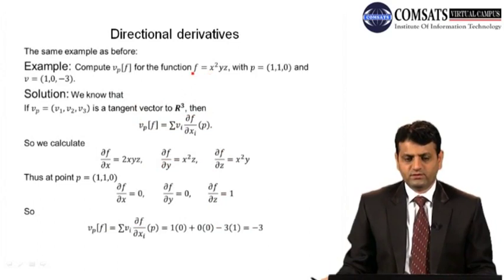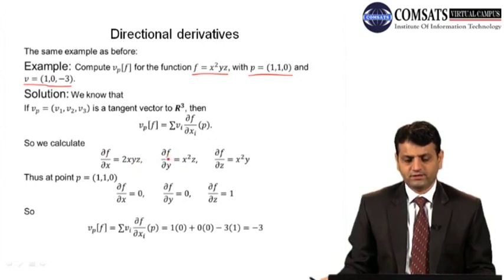So let's compute the directional derivative of the same example which we did before the lemma. We have the same function x squared yz, the same point (1, 1, 0), and the same vector (1, 0, -3). According to this formula, we need to know partial f by partial x, and in this case it's 2xyz, because we are treating y and z as constants, and the derivative of x squared with respect to x is 2x. So it becomes 2xyz.